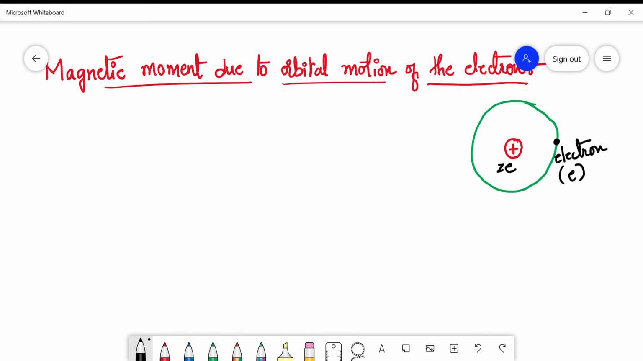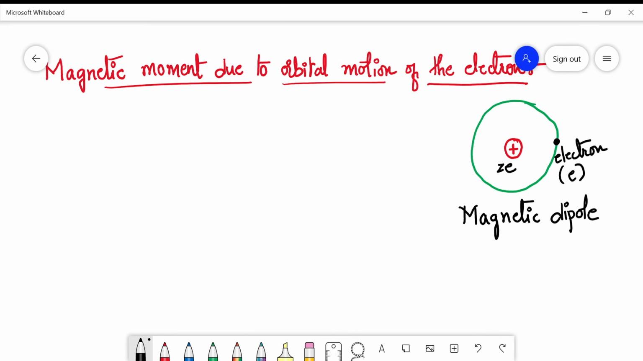Since this electron is in a closed loop, it will produce a magnetic moment. I'll consider an electron revolving around the nucleus, and just for the sake of simplicity, I'll consider it a circular orbit. This electron is a charged particle, and since it is in motion, it is going to give a current. So a current loop can be considered as a magnetic dipole.